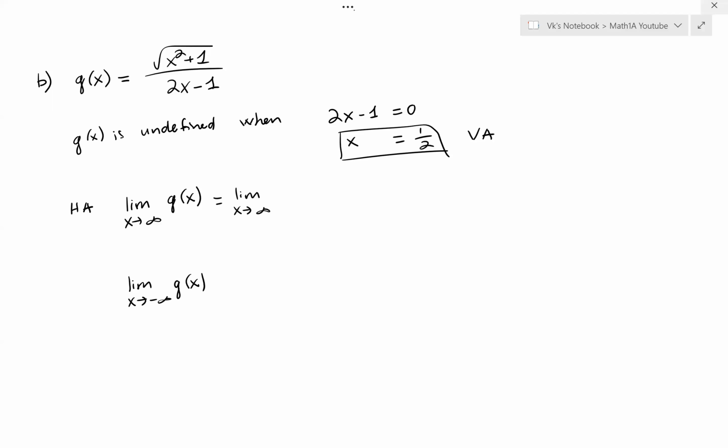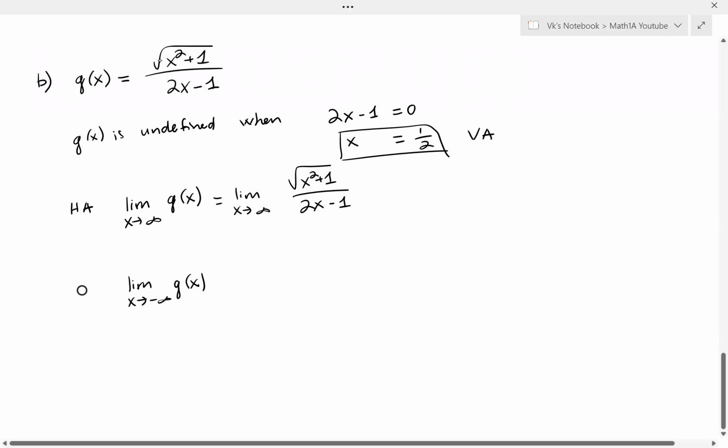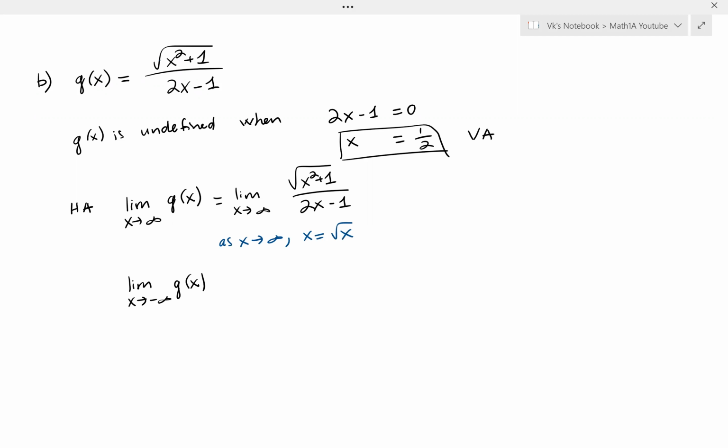Limit as x goes to infinity of the square root of (x squared plus 1) over (2x minus 1). Now we're going to use a trick of multiplying by the number 1. And in this case, notice that as x goes to infinity, x equals the square root of x squared. So we can multiply the top by 1 over the square root of x squared and the bottom by 1 over x. The quotient is the same. That's the number 1.